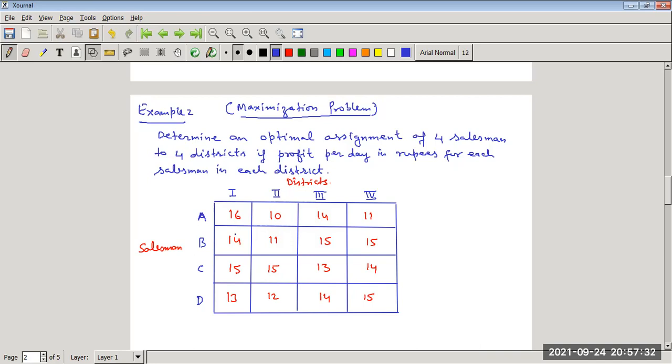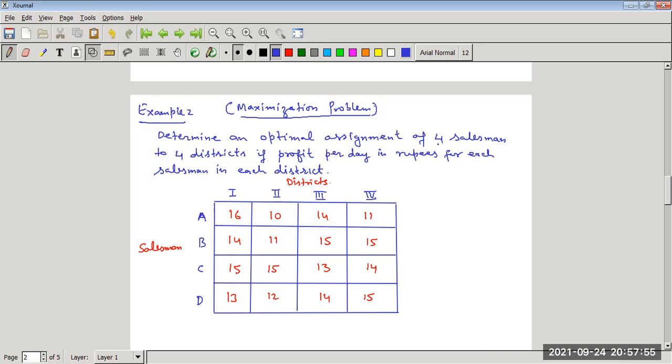Now we find the new cost matrix, that is known as the loss matrix. After we convert it into the loss matrix, we apply the usual process, that is the Hungarian method, and solve the maximization problem on the loss matrix. So let us discuss one example.